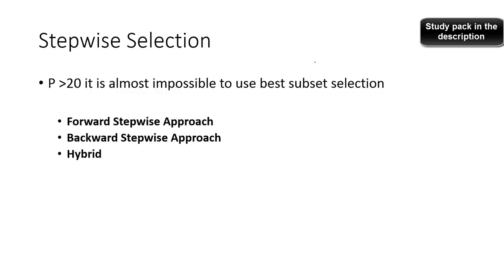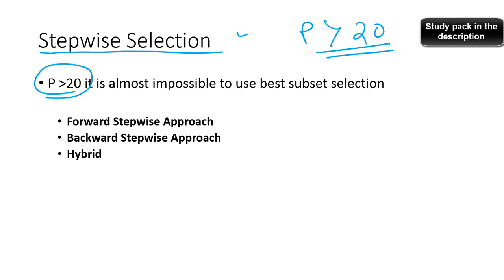As we have already discussed, it's problematic when you have high dimension, or when the number of features is greater than 20. It is very difficult to do the computation. It's almost impossible, right? So best subset selection is impossible when p is greater than 20, and that's where you're going to use what is known as stepwise selection. And there are three types of stepwise selection: forward stepwise approach, backward stepwise approach, and then the third one is hybrid approach.